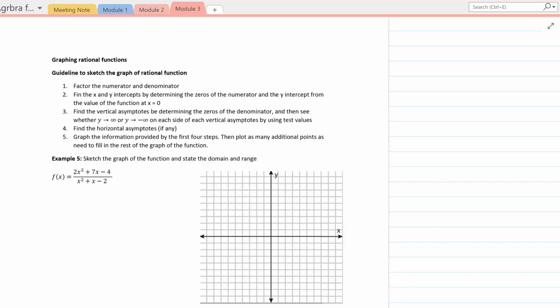To sketch the graph of the rational function, we first factor the numerator and the denominator, find the x and y intercept, find the vertical and horizontal asymptote, graph the information provided by the first 4 steps, then plot as many additional points as needed to fill out the rest of the graph of the function.